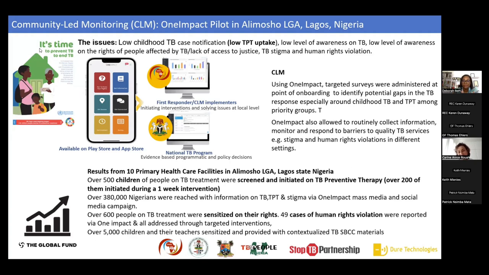Thanks, Deborah, and thanks, Patrick, for sharing your experiences in Nigeria and DRC on OneImpact and TB. Dr. Ibrahima, are you with us? If so, I will ask you to take the floor. Mr. Ibrahim Abdulkadir is from the Network of People Living with HIV in Nigeria, and he will share his experience on using community-led monitoring to fight HIV. So are you with us, doctor?